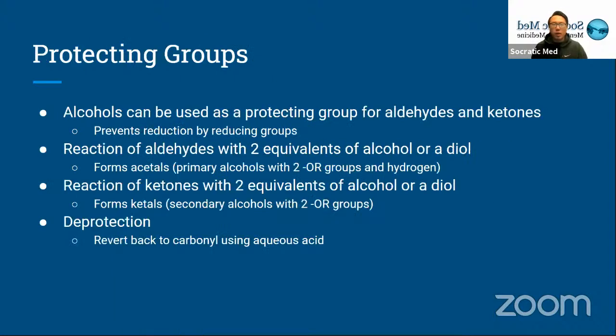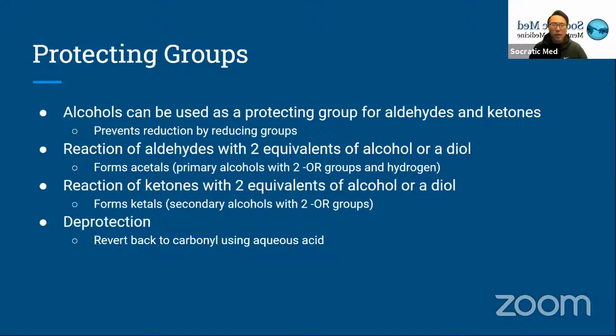And then similarly, alcohols can be used as protecting groups for other functional groups like aldehydes and ketones. This is to prevent reduction by reducing agents. So when you react an aldehyde with two equivalents of alcohol, or a diol, a molecule with two alcohol groups on it, you form an acetal. These have two OR groups and a hydrogen attached to the carbon. So this would not be able to be reduced by a reducing agent. This protects the aldehyde from being reduced back into an alcohol.